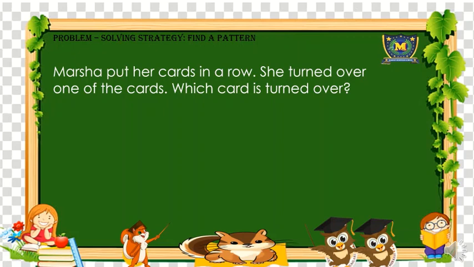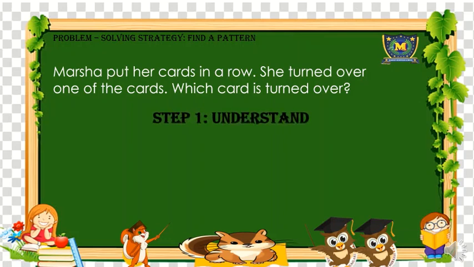Now, sa binisaya, gibutang daw ni Marcia ang iyang mga cards in a row. Giplastar. Now, she turned over one of the cards. Sa cards nga iyang gibutang, isa daw dato is nakakulob. Now, the question is, which card is turned over? So, asa daw ang card nga nabali or iyang gibali? Now, let's solve this problem by the help of 4 steps.